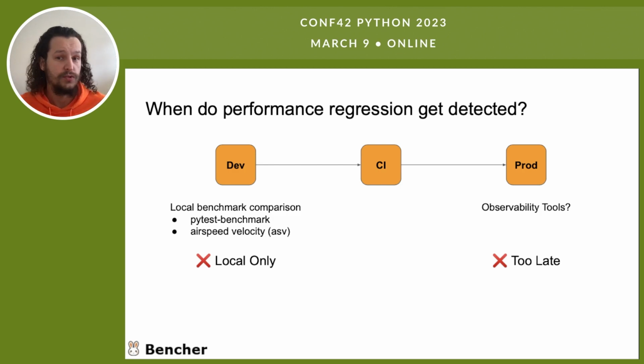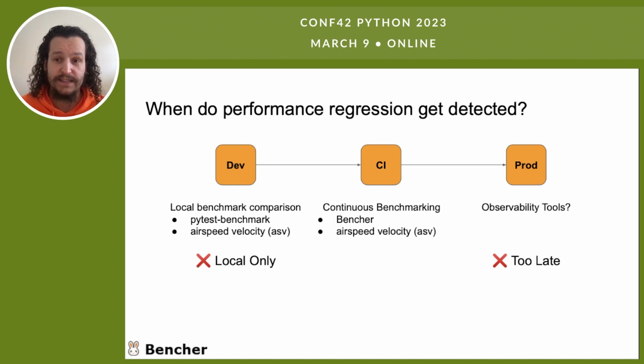And so it's great for local benchmark comparison, both in pytest and airspeed velocity, but it is local only, really. And then in CI, continuous benchmarking is the thing that we're going to talk about next, which is what allows you to detect and prevent these performance regressions in CI.